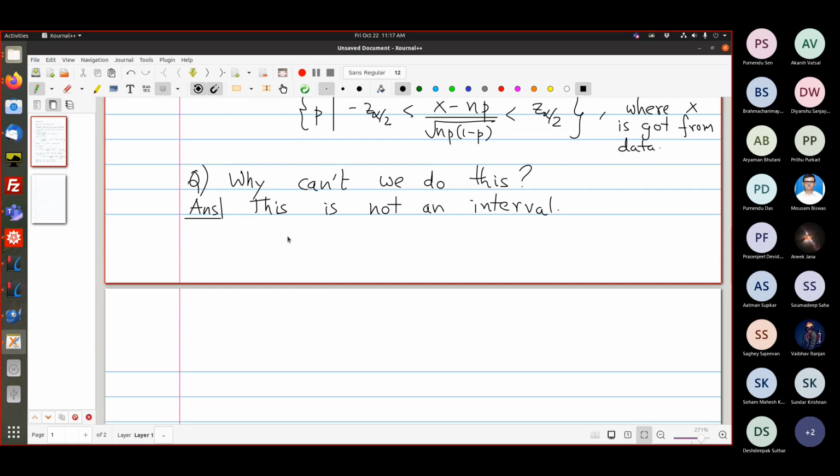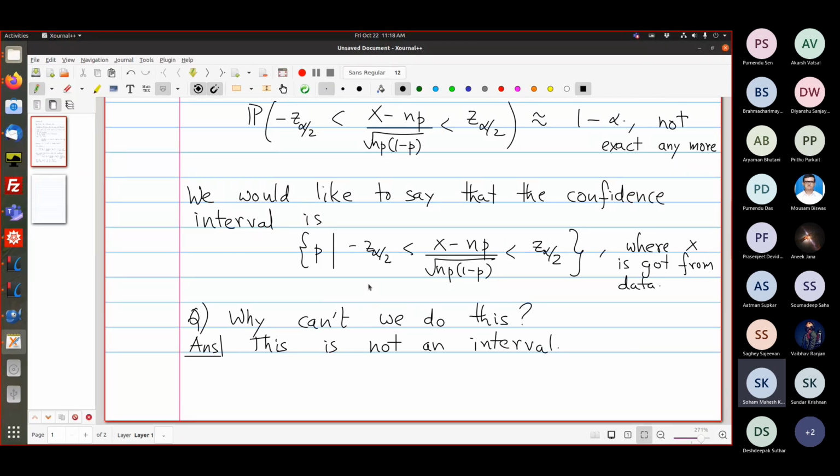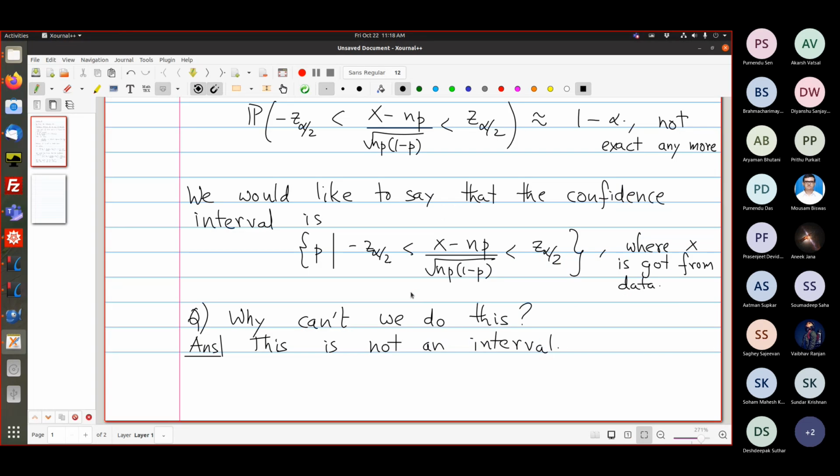So how do we get out of this? Can you please repeat this? Sure. So let's say we want to solve this inequality for P. Then you'll have to do some squaring, and there's a P squared inside. You have to solve some quadratic equation, get something out of it, and then do the same for this side, and you're not going to get an interval. The whole thing is not going to be one single interval.